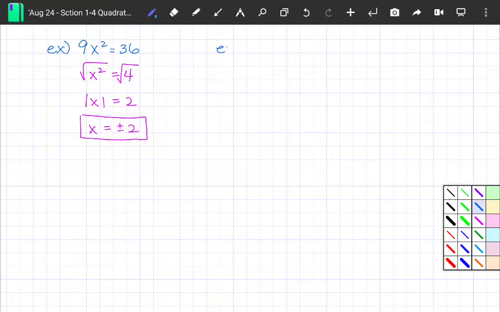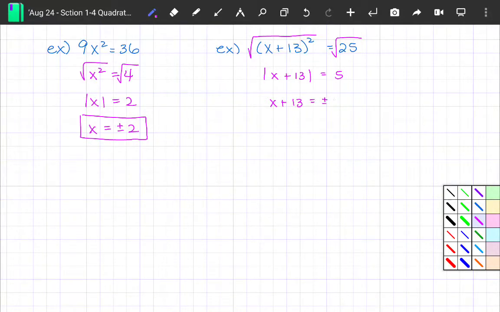If I have another problem, like quantity x plus 13 squared equals 25, I can still isolate the x here. I can take the square root of both sides to get rid of that squared. I have the absolute value of x plus 13 equals 5. So x plus 13 is plus or minus 5. Subtract 13 from both sides. And now I actually have two equations to solve. Negative 13 plus 5 is negative 8. Negative 13 minus 5 is negative 18.